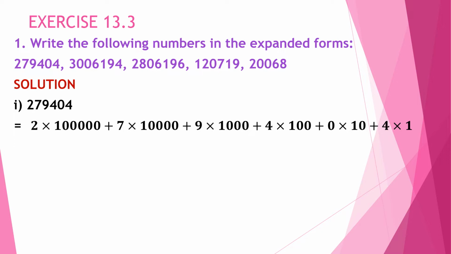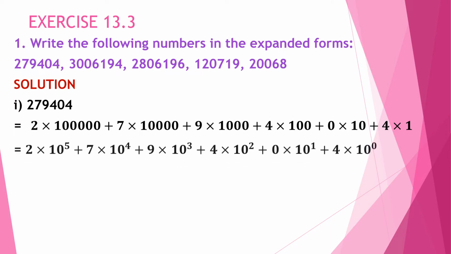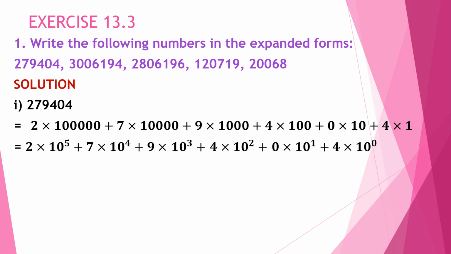This expanded form we studied in the previous classes, from second standard onwards. Here the expanded form means we can write in the exponential form. So the easy method is: first digit is 2, so 2 multiplied by 10 raised to... After 2, how many digits are on the right side? Here 5 are there. So we can write 2 into 10 raised to 5. Then plus the second digit, 7, into the decreasing power of 10.